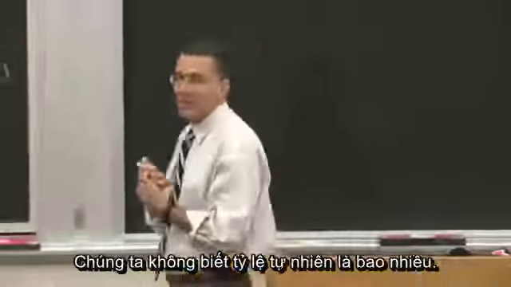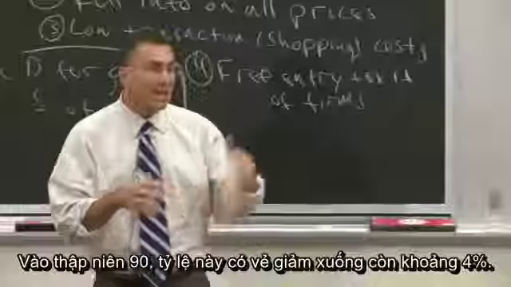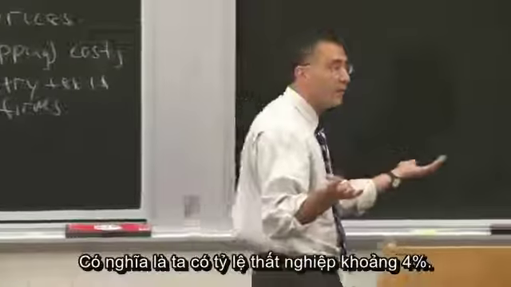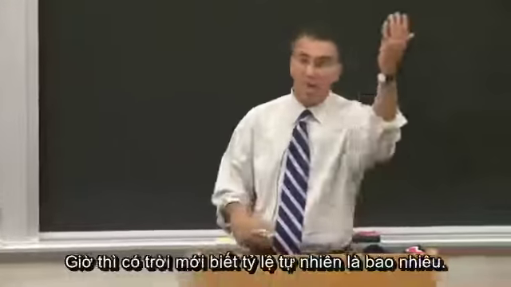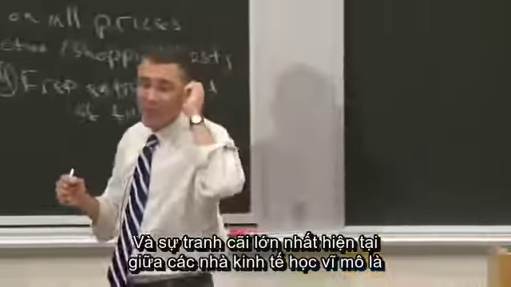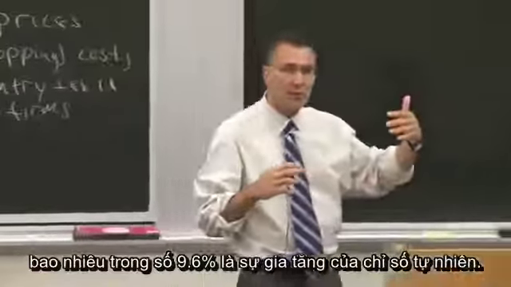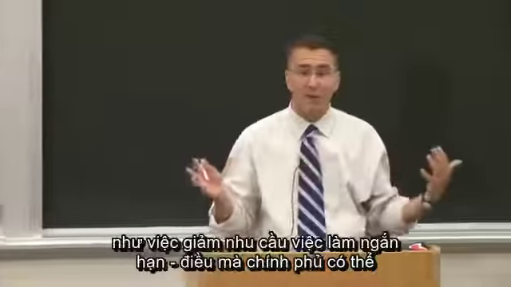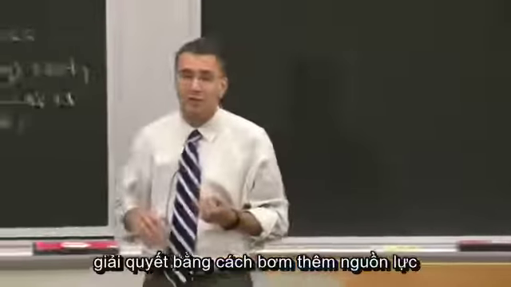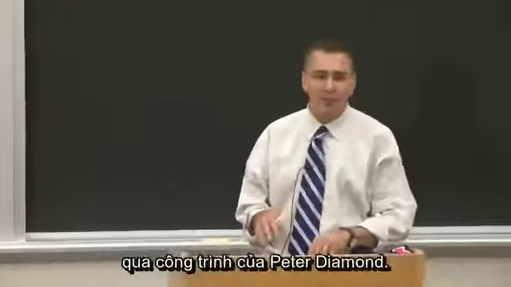Now, we don't know what the natural rate is. When I was in grad school, we learned the natural rate was 7%. Okay? In the 1990s, the natural rate seemed to fall to about 4%. That is, we got to about a 4% unemployment rate. Now, who the heck knows what the natural rate is anymore? And a big debate right now among economists and macro is how much of our 9.6% is an increase in the natural rate, which is something the government can't really fix very well, versus short-term demand reductions, which the government could fix by pumping more resources into the economy. And all that is informed theoretically by the work that Peter Diamond did.